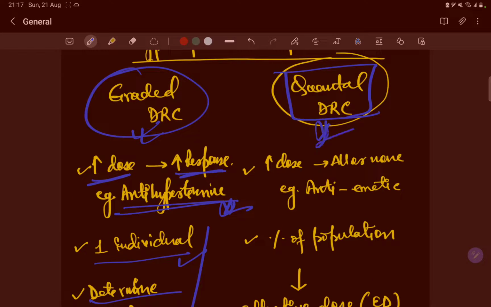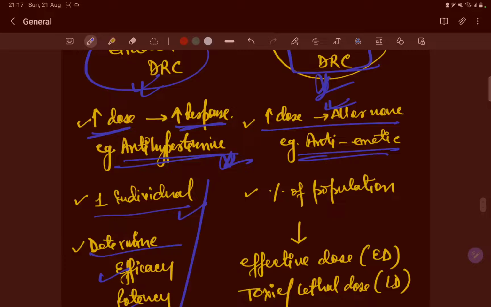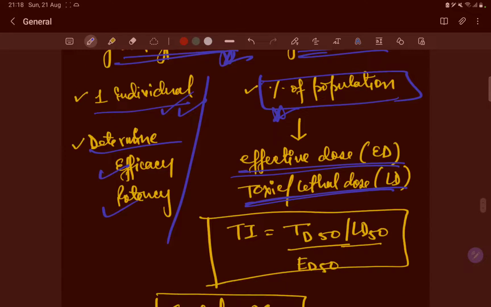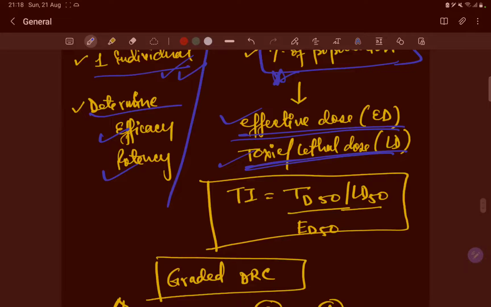But in the quantal dose response curve, the all or none law is followed. For example, antiemetic: either the antiemetic will work or it will not work, for one population or for everyone. For example, the percentage of population is taken, not a single individual. So we measure actually the effective dose and the toxic dose, that is the lethal dose, ED and LD. So we calculate the therapeutic index by LD50 by ED50.